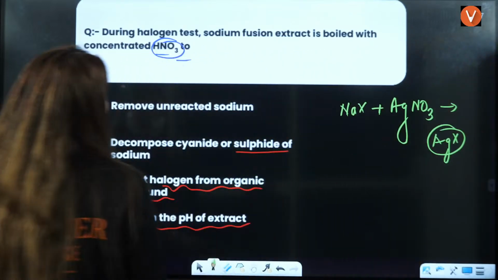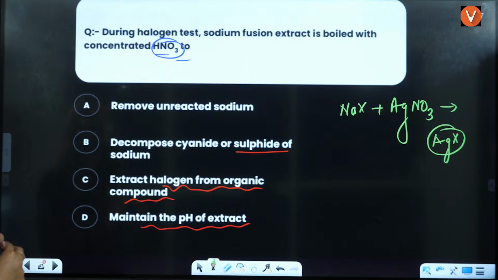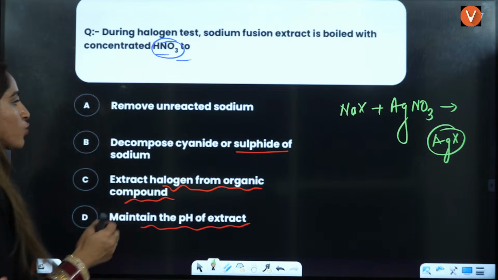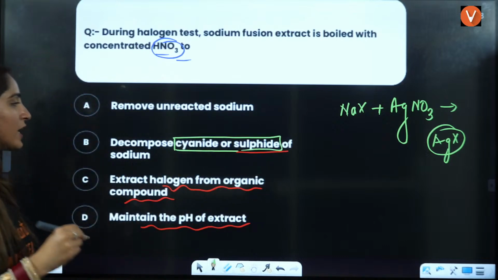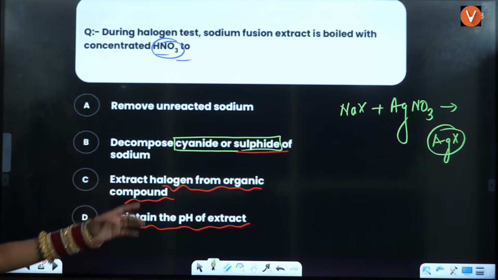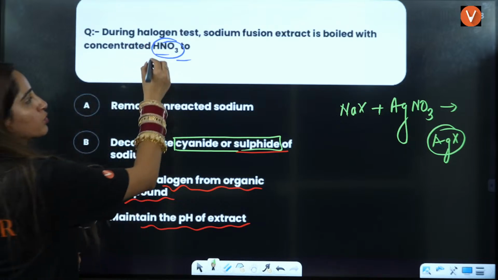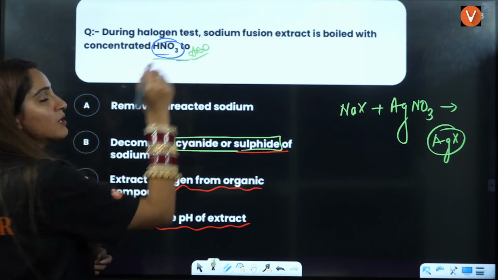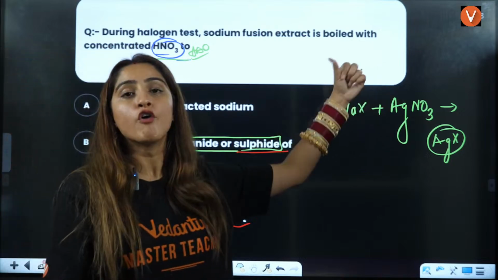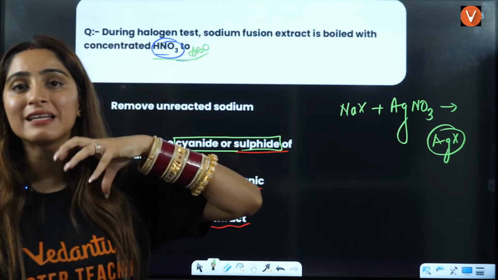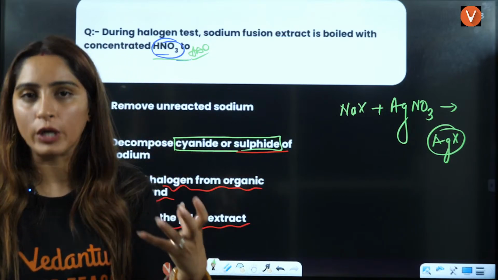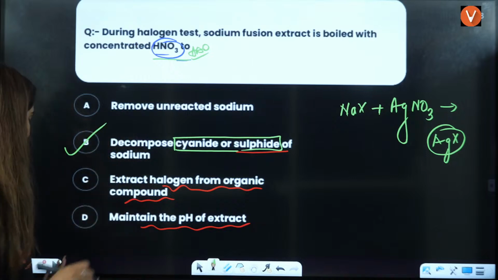So what we do during halogen test: the sodium fusion extract is boiled with concentrated HNO3 to remove unreacted sodium and to decompose the cyanide or sulfide of the sodium. That's why we react this with HNO3. That's a very, very important step. Before this step, we react this with HNO3 also to decompose the cyanide or sulfide present with the sodium. So the answer will be B.